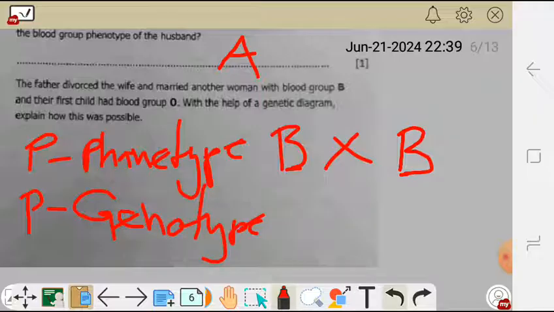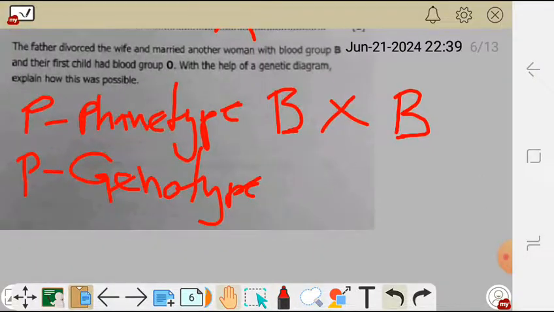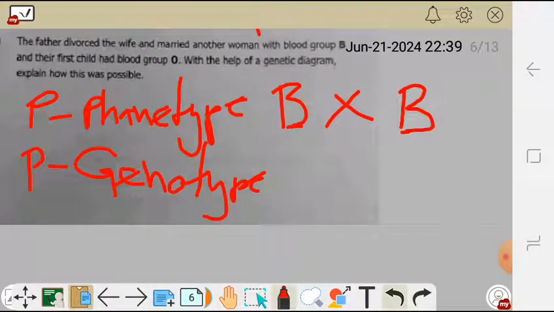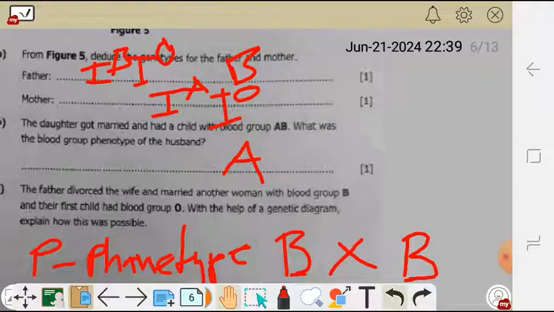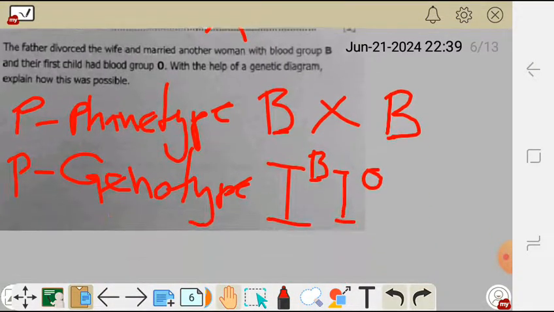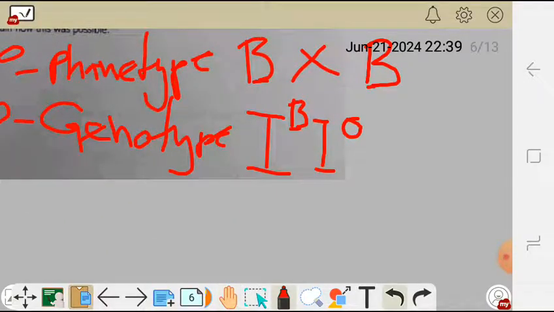So, parent genotype. Now we are going inside to see how the genes will appear. For the genes, remember you use I, and then you denote the genes as the power there. So you are going to have B and O as the genotype for the father. We already found it here, the father, this one. And the phenotype for the mother, this one.